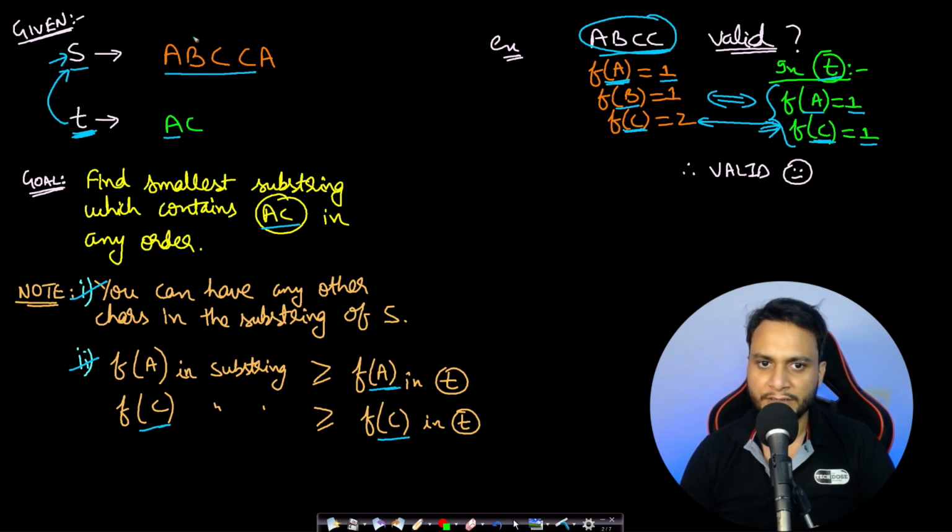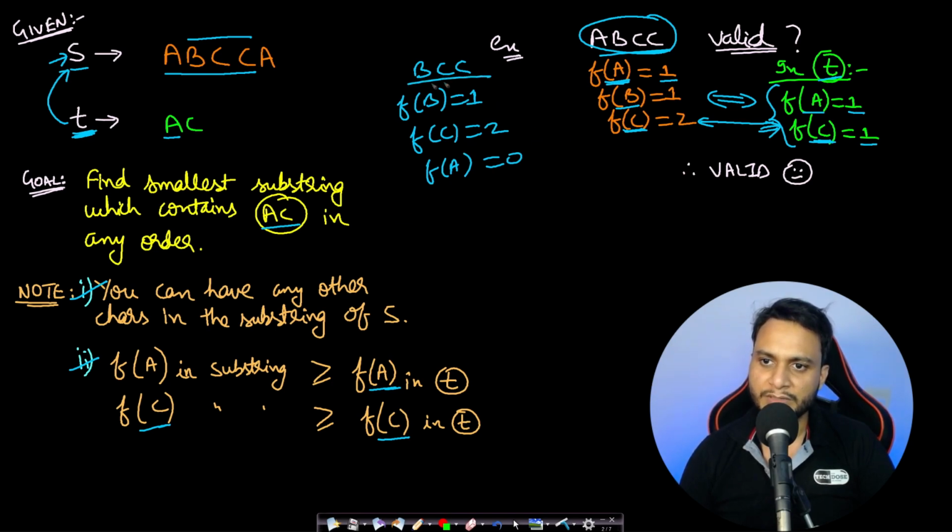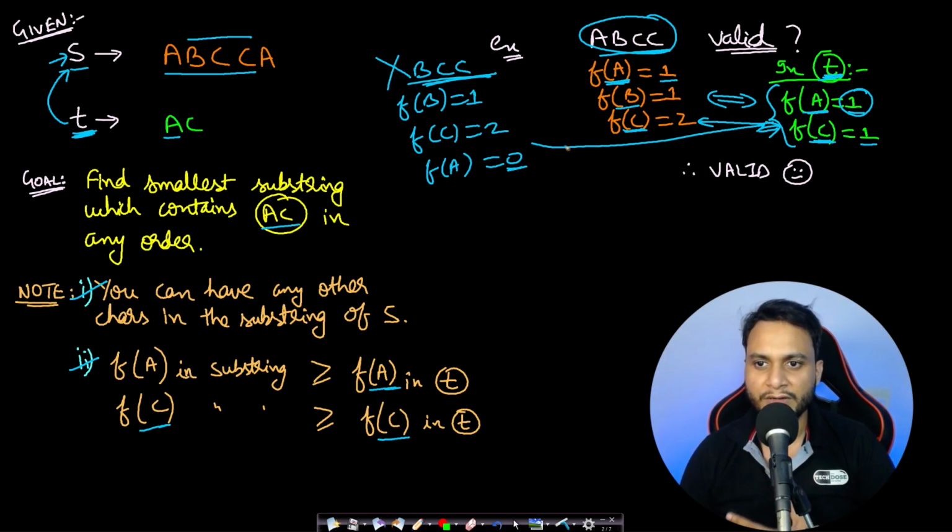Now if I take another example, like let's say bcc. If you consider bcc, the frequency of B is equal to 1 and the frequency of C is equal to 2. But what about the frequency of A? It is not present, and hence it will be 0. Now if you compare this bcc with this string T, then the frequency of A here is 1, but there it is less than 1, which is 0. Since this A is not present, this will be invalid. And this is how we will check if a picked up substring is valid or invalid. That is, if the picked up substring from S actually contains each of the unique characters with at least the given frequency in T. So I hope the problem statement is clear.